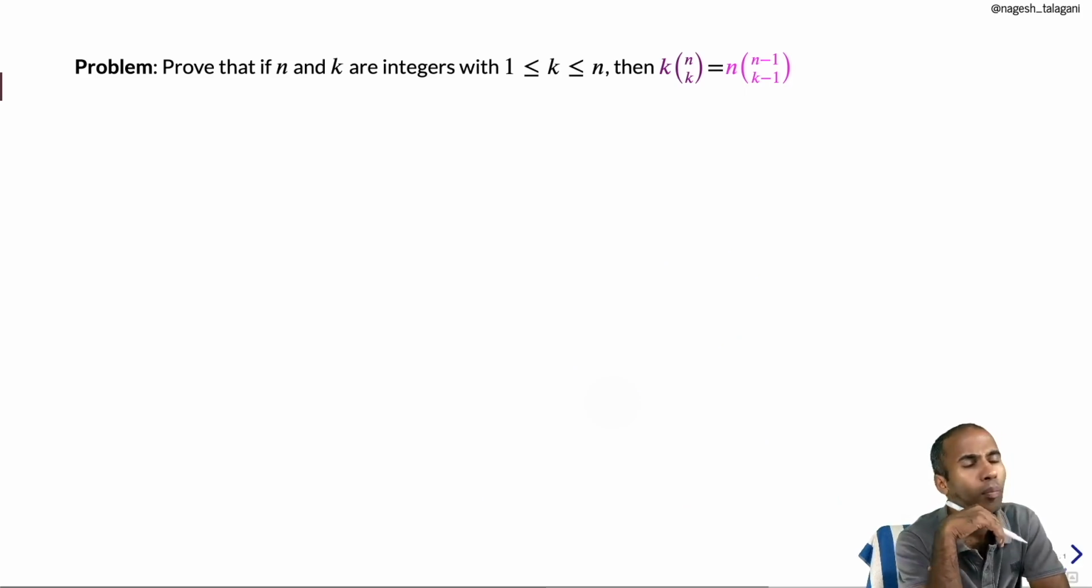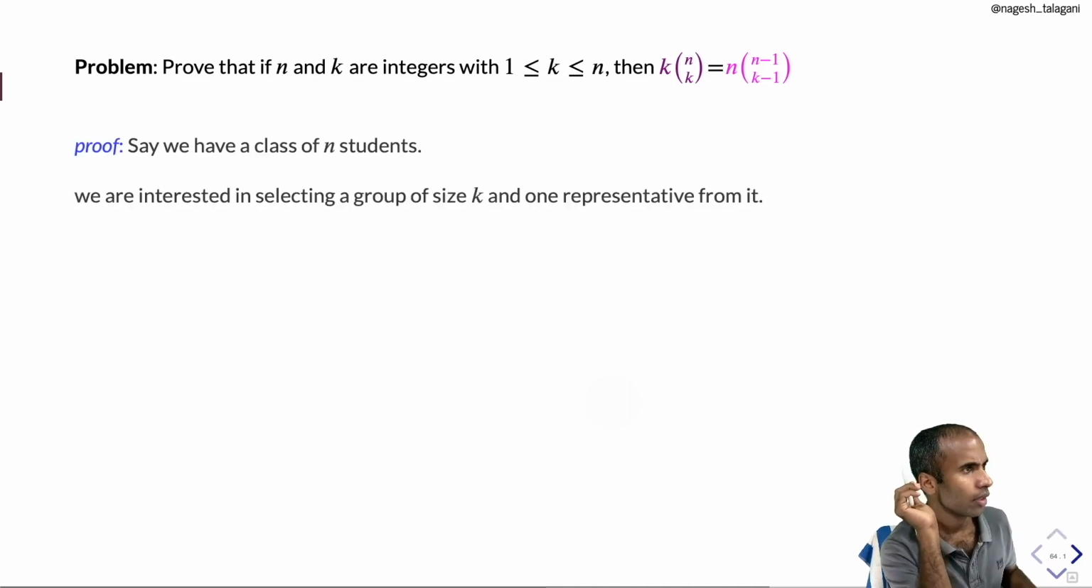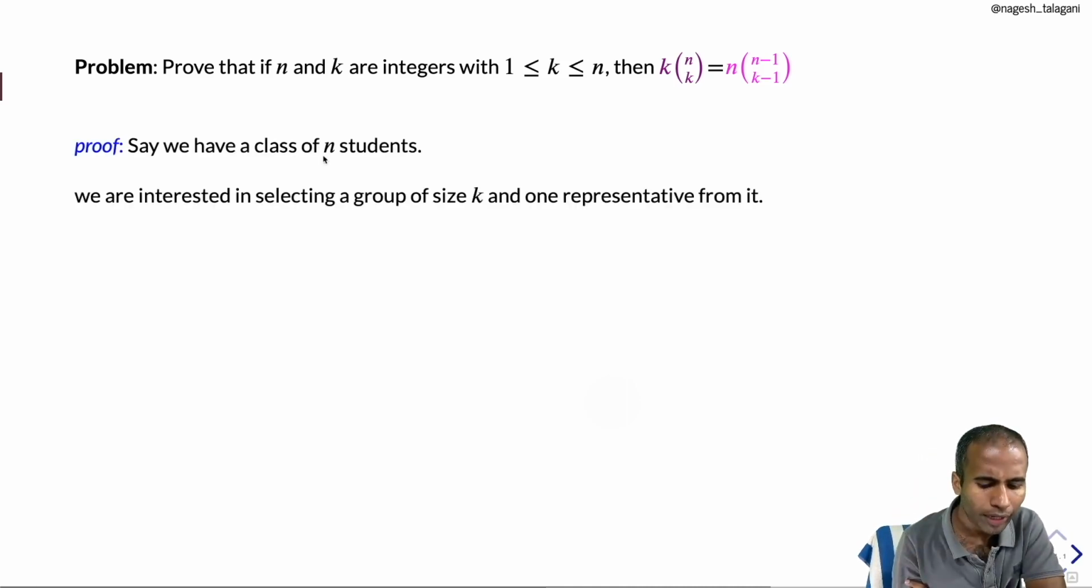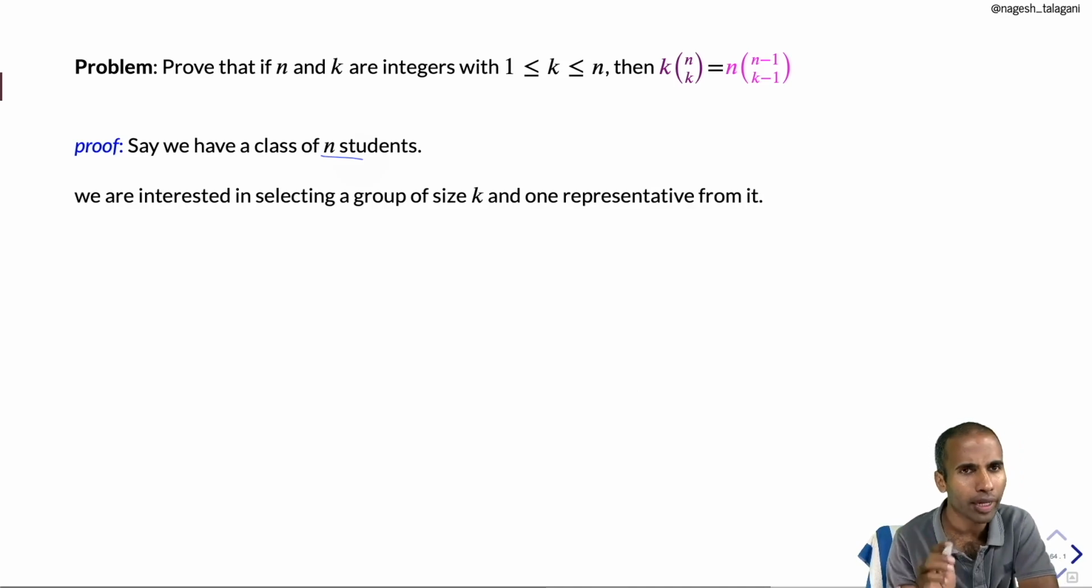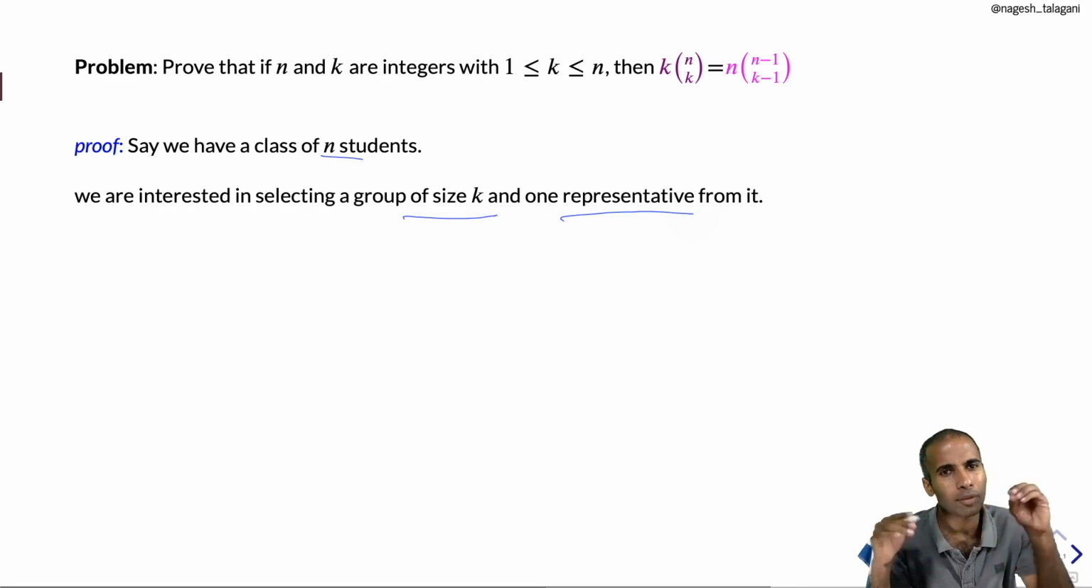Okay. Prove that if n and k are integers with 1 less than or equal to k less than or equal to n, then k times n choose k equals n times n minus 1 choose k minus 1. Okay, let's give a combinatorial proof here. Let's say we have a class of n students and we want to select a group of size k and one representative for that group. Let's do it in two ways, so that we get two different expressions but both counting the same objects, right?